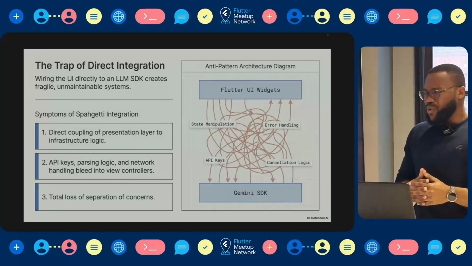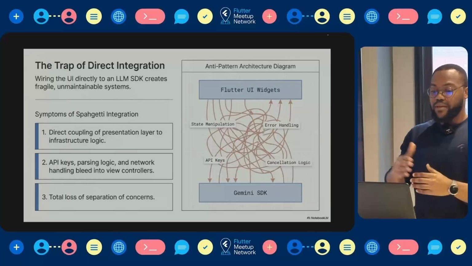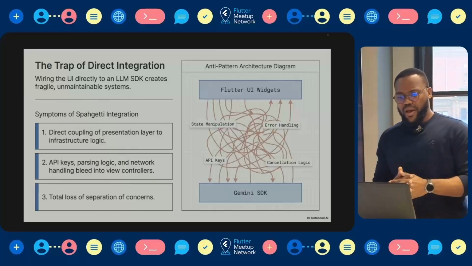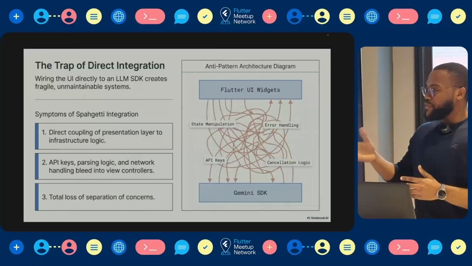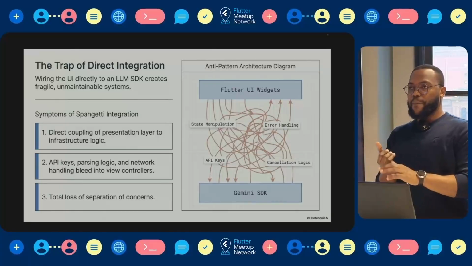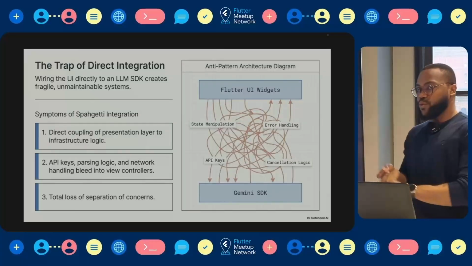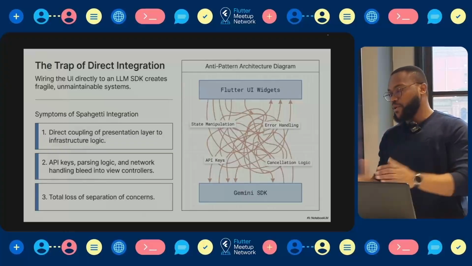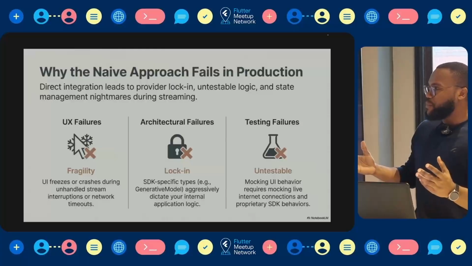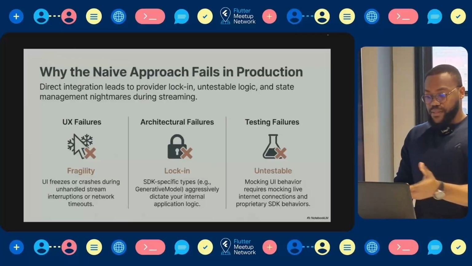So this is what happens when you wire directly the SDK inside your UI. You have everything that is tangled and you have a direct coupling between the presentation layer and your infrastructure logic. And your user interface becomes your backend because you handle the API calls, the parsing, the error handling as well. So why does this approach fail in production? It fails because of those reasons.